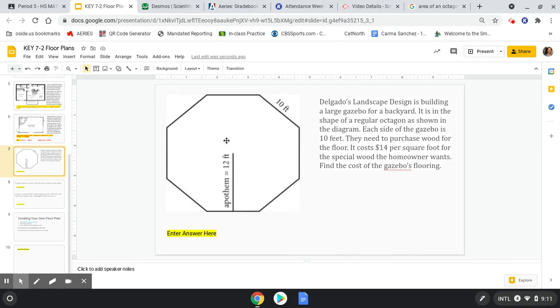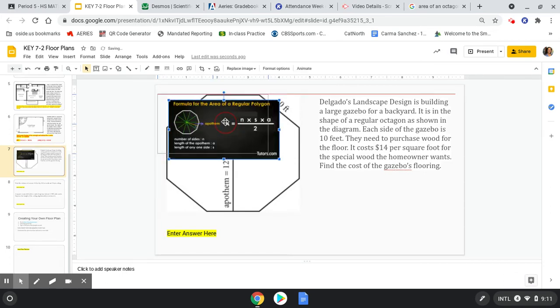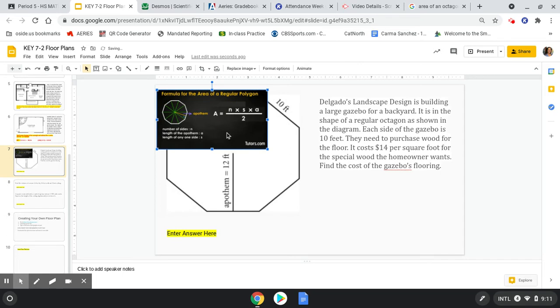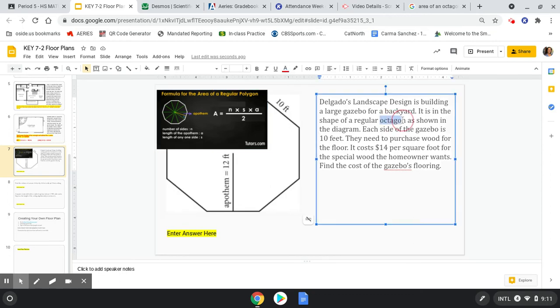So just real quick, if you Google it and look it up, here's one example of the formula for the area of a regular polygon. So n is equal to the number of sides. The length of the apothem is the variable a, and the length of one side is s. So we're given the s, we're given the a, and the number of sides here for an octagon would be 8. So let's go fill this in.